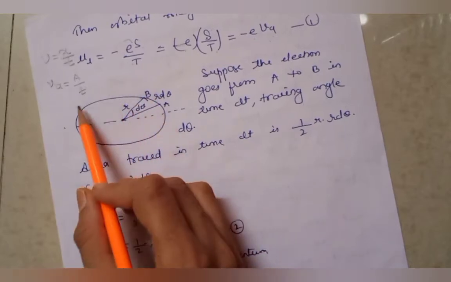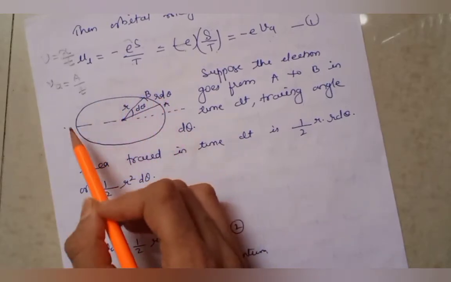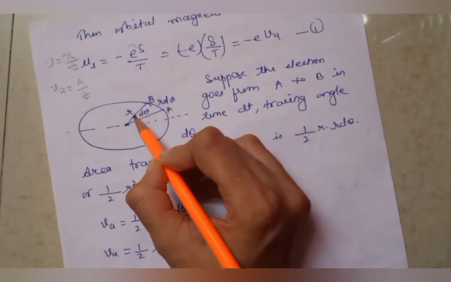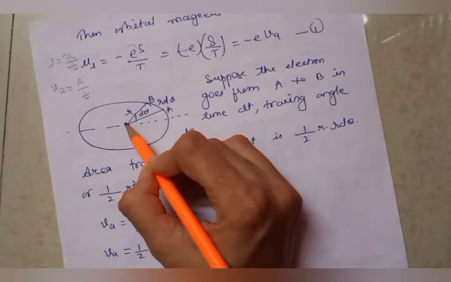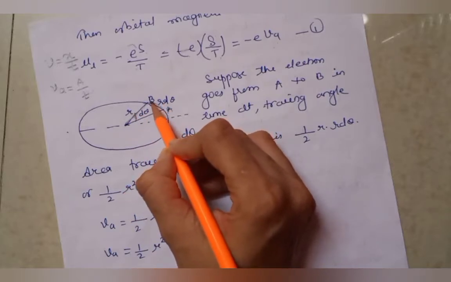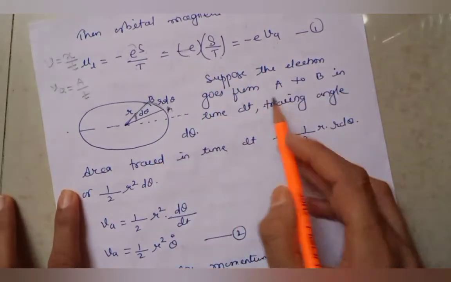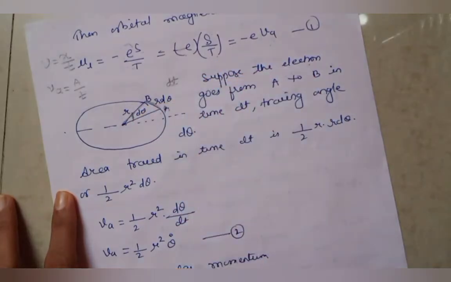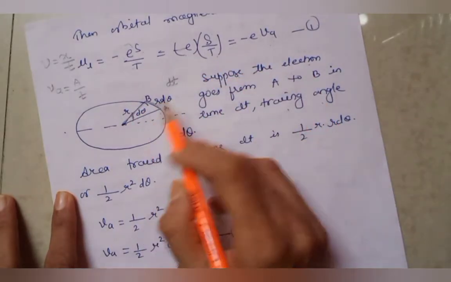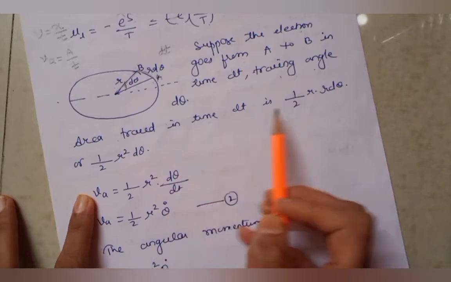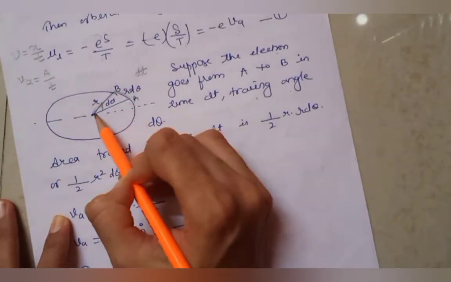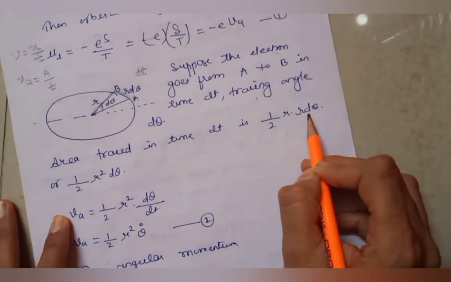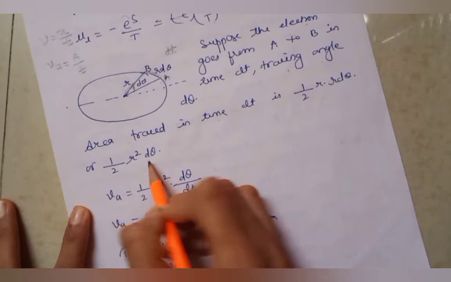Now suppose this is the orbit of the electron in which it is moving, and the electron moves from position A to position B, tracing an angle d theta. Suppose this radius is r, so naturally this distance will be r d theta. The electron goes from A to B in a small time dt, tracing angle d theta. The area traced in time dt, if I consider this as a triangle, is half into base into height. So it is half r into r d theta, or half r square d theta.